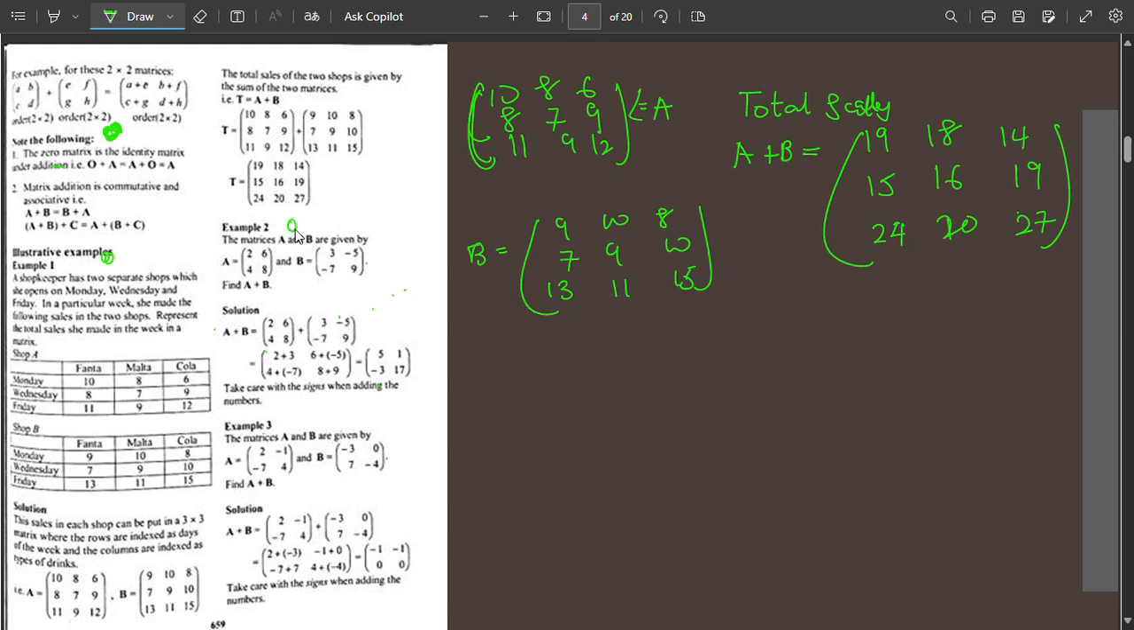Let's look at example 2. Matrices A and B are given below. Find A plus B. This is very simple. A here plus B here. You take the corresponding elements, 2 plus 3, you write it there. 6 plus minus 5, you write it there. 4 plus minus 7 here, and then 8 plus 9 is also here. You sum them up and you get the same thing here. Right, another example here, and we don't need to solve all that.